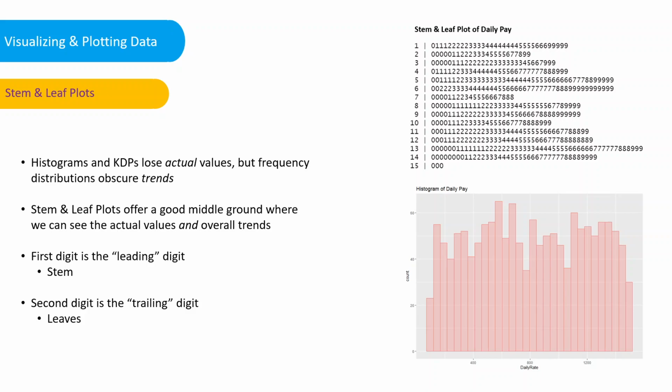So we can still see the trend in our data, this pattern, but we don't lose sight of the actual values. It's just important to pay attention to exactly what units both your stem and your leaves are in. A lot of times you'll see the stem be the tens digit and the leaves be the ones digit. It really just depends on the scale of your data.